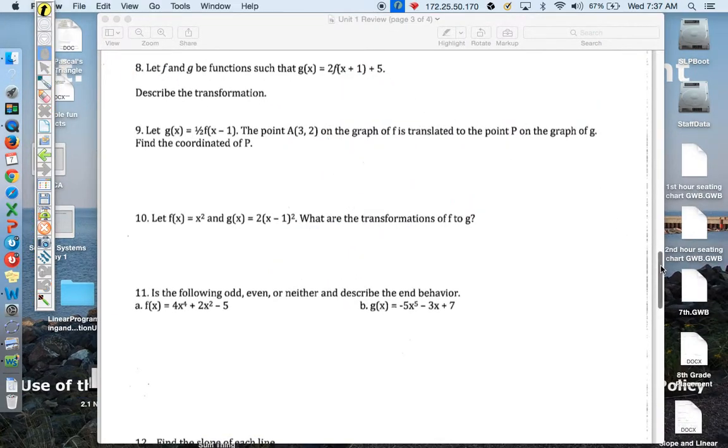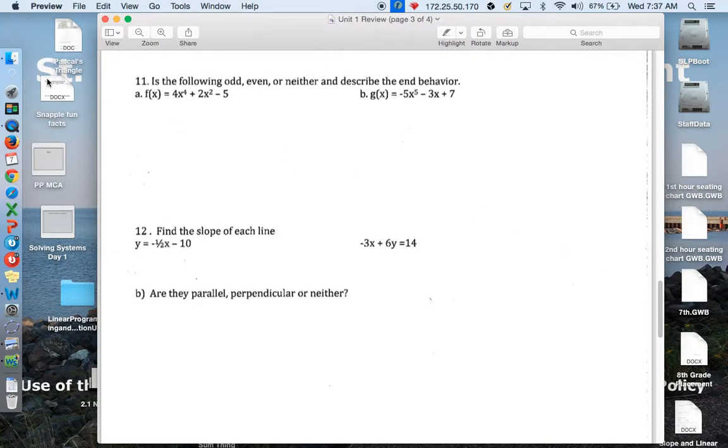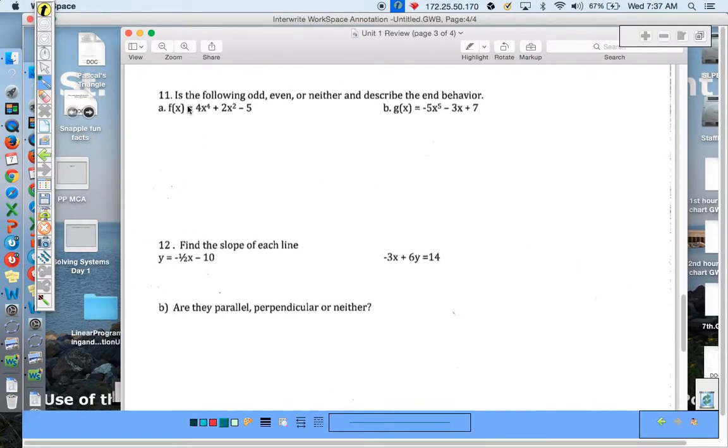Now these next ones down, we have to decide if they're odd, even, or neither. So we can look at this first one here, and we could graph it. We'll bring up that calculator, or we can prove it without. If you remember, f of x equals f of negative x means it's even. F of negative x, f of the opposite, the opposite of f of x is odd.